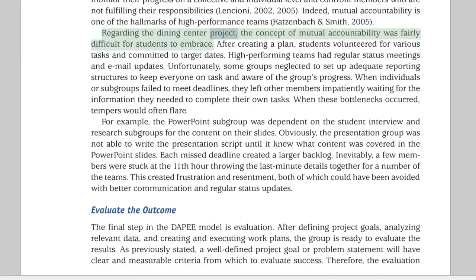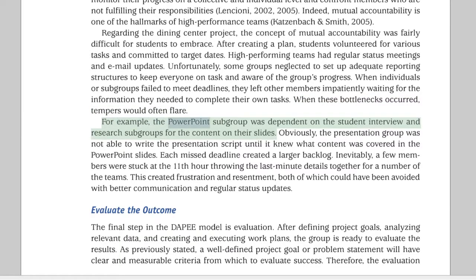Regarding the Dining Center project, the concept of mutual accountability was fairly difficult for students to embrace. After creating a plan, students volunteered for various tasks and committed to target dates. High-performing teams had regular status meetings and email updates. Unfortunately, some groups neglected to set up adequate reporting structures to keep everyone on task and aware of the group's progress. When individuals or subgroups failed to meet deadlines, they left other members impatiently waiting for the information they needed to complete their own tasks. When these bottlenecks occurred, tempers would often flare.